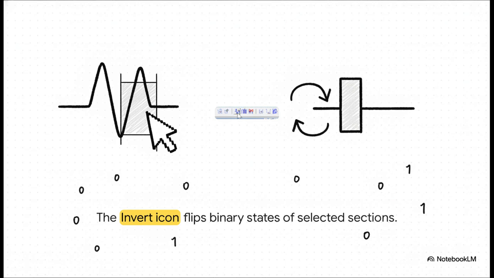Instantly, whatever was a binary 1 becomes a 0, and whatever was a 0 becomes a 1, just for that selected time range. It's incredibly satisfying, and it dramatically speeds up how fast you can test those weird edge cases.